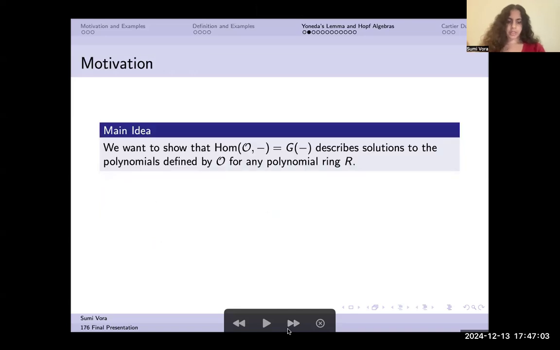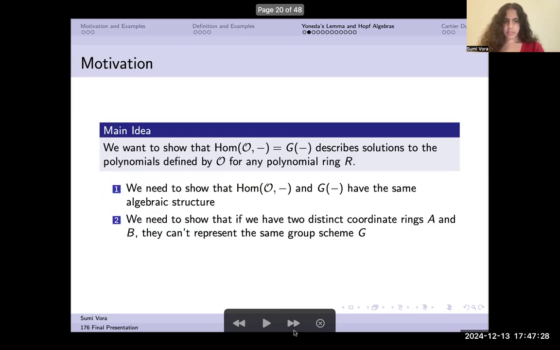But now we want to show something a little bit stronger. We want to show that there's an equivalence between the functor G and the homomorphisms from O to something. So instead of just saying, point-wise, that intuitively they're all the same, we want to say that these are literally the same functors. To do this, we need to show two things. We need to show that they have the same algebraic structure, like they preserve homomorphisms in a nice way, which is one of the properties of functors that we talked about earlier.